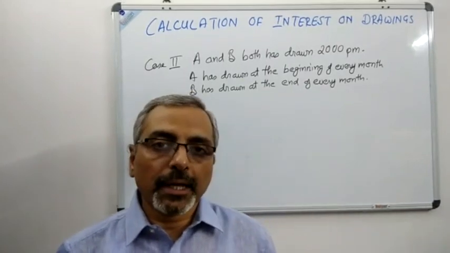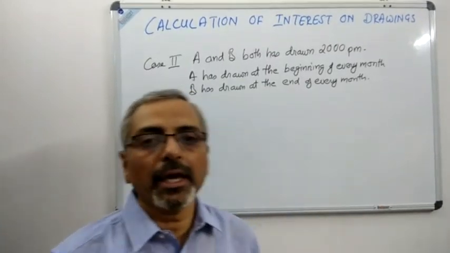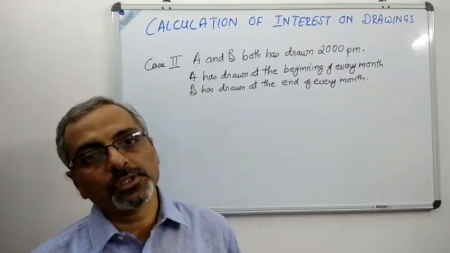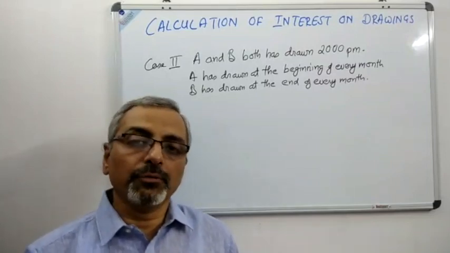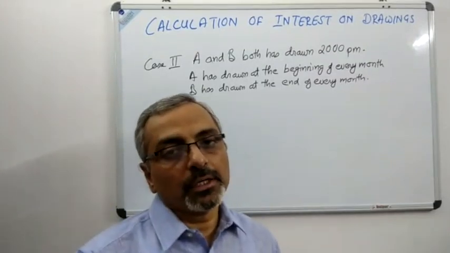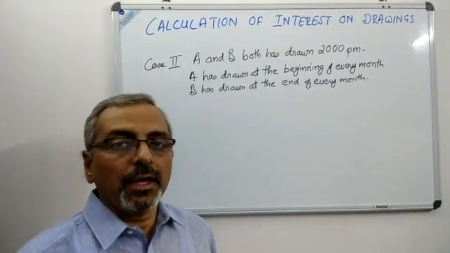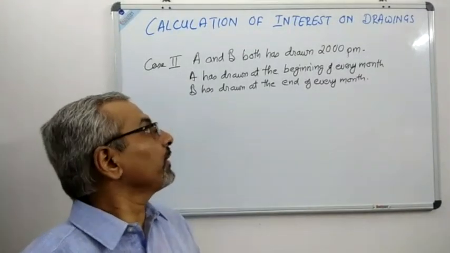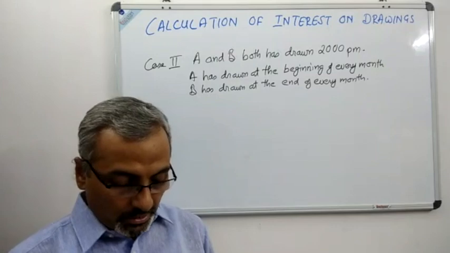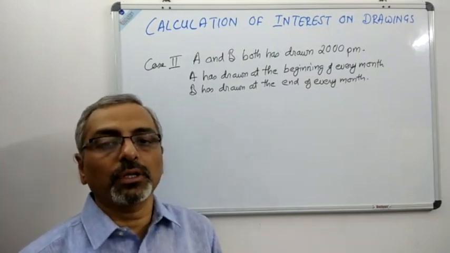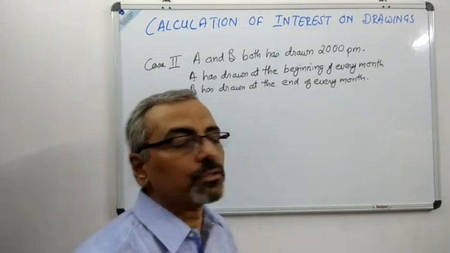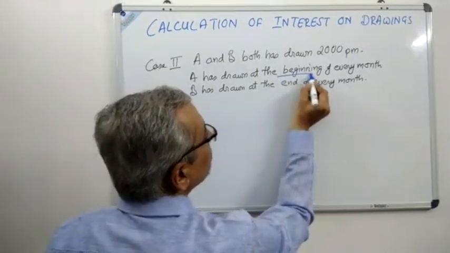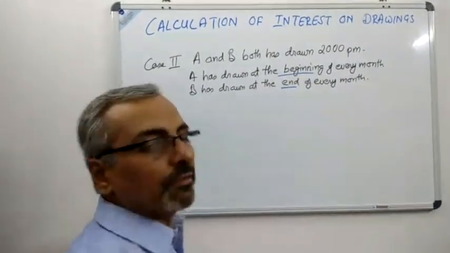Now if you remember, the second case was A and B both had drawn 2,000 rupees per month. That means they had drawn 24,000 during the year, but the drawing was made in a different manner. A had drawn at the beginning of every month and B had drawn at the end of every month. So the important thing to note over here is A has drawn at the beginning of every month and B has drawn at the end of every month.